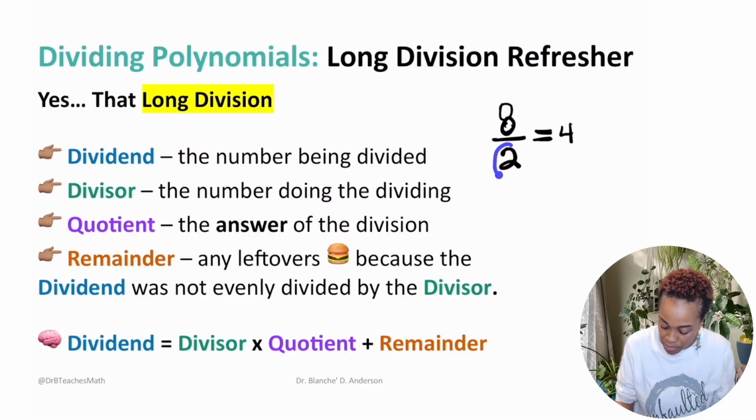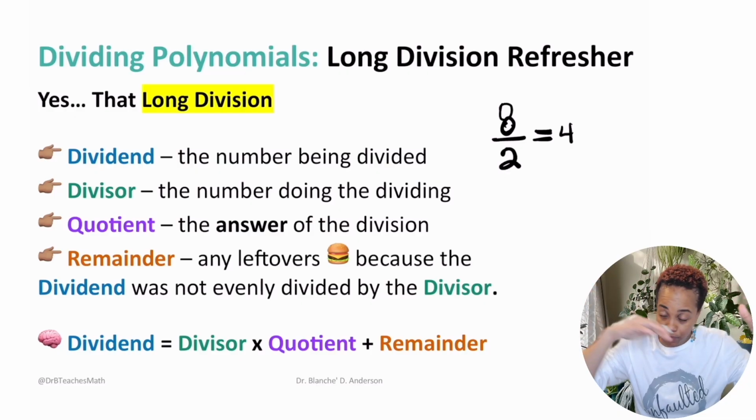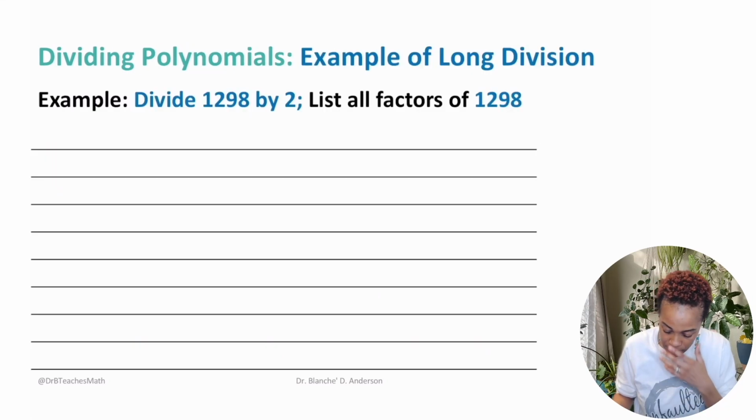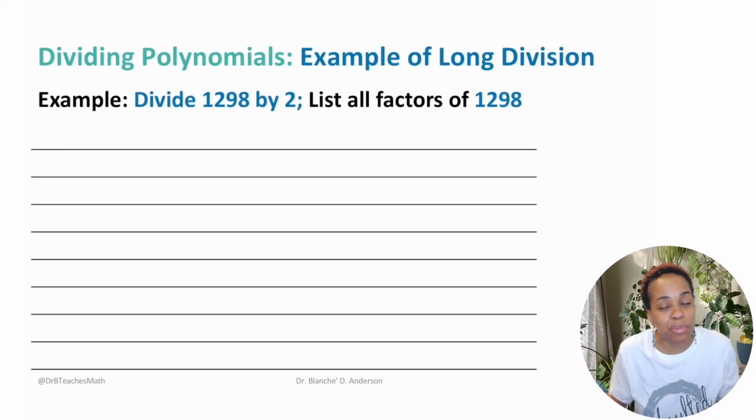And then now you keep going. 2 times the 4 gives me the 8. Okay, y'all see that? So your dividend is what's being divided. Your divisor is doing the dividing. The quotient is your answer, and the remainder is anything left over if it did not divide evenly. Cool beans? Cool beans. So we're gonna do some examples because I know y'all might not remember long division.